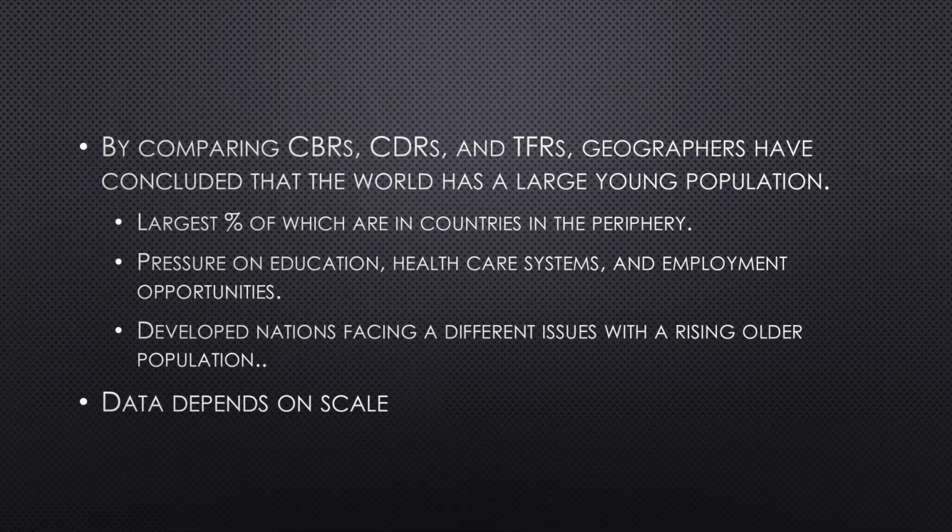All right. So yeah, ultimately, by comparing CBRs, CDRs, and TFRs, geographers have concluded that the world has a large and young population, the largest percentage of which are countries in the periphery, and obviously this places a lot of pressure on education, healthcare systems, and employment opportunities. So developed nations, they're going to face their own issues with a rising older population. But as always, data depends on scale here, right? We could look at it one way globally, but it might differ for some countries, and even then, it might differ more locally, urban versus rural.